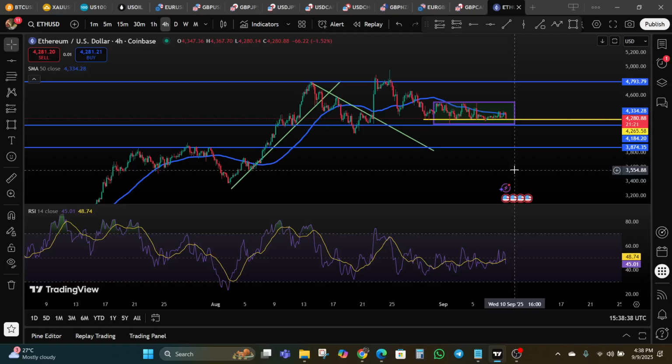By understanding market trends, reading price action, using simple indicators, and managing risk, you can start trading crypto with confidence.